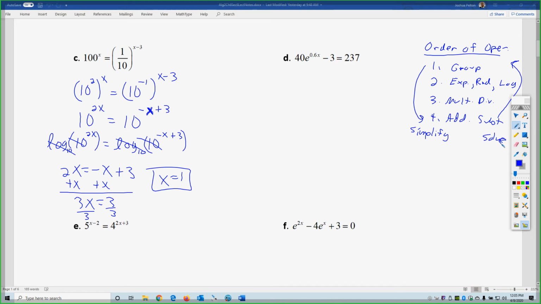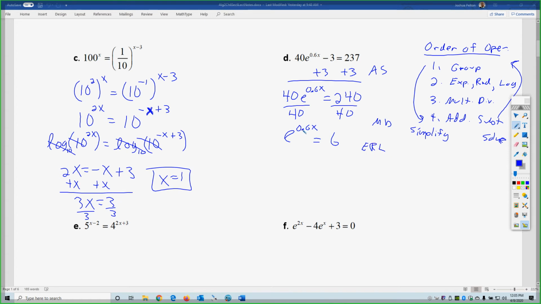So add and subtract step is add 3. So 40 e to the 0.6x equals 240. That's the add subtract step. And then the multiply divide step is divide by 40. So we're moving backwards in the order of operations. So e to the 0.6x equals 6. Then we have the exponent radical log step, which comes next.